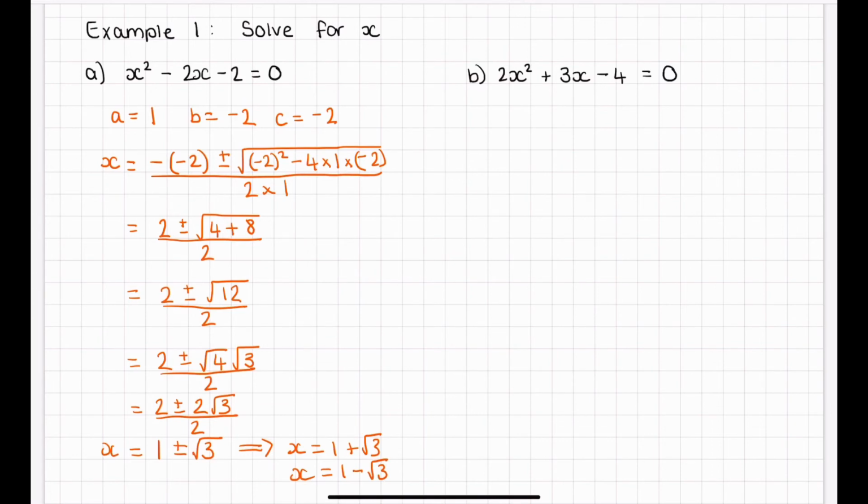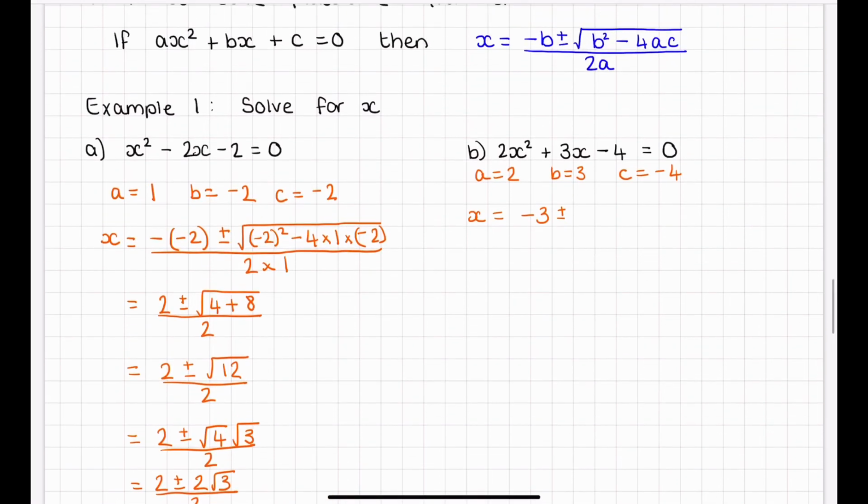Now b, we've got 2x squared plus 3x minus 4. Same idea. a is the number in front of the x squared. b is in front of the x. And c is the number on its own. And then we just sub into the formula. So x equals minus b, so it's going to be minus 3, plus or minus, let me scroll up so you've got the formula there, the square root of b squared, so that would be 3 squared, minus 4 times a, which is 2, times c, which is negative 4. All divided by 2 times a, which would be 2 times 2.